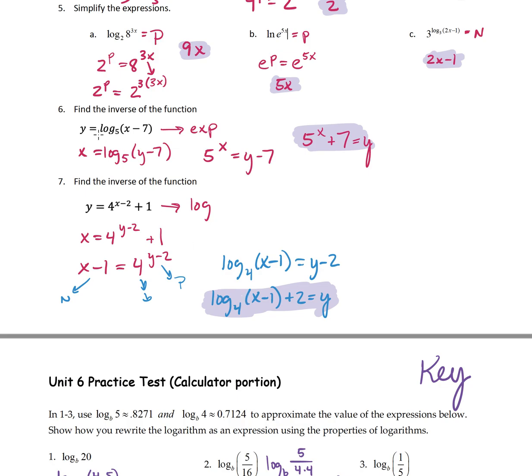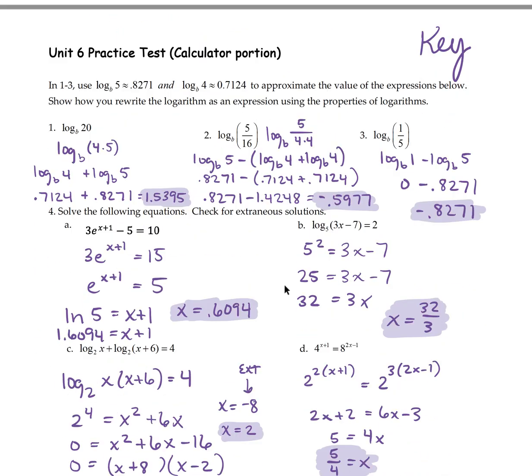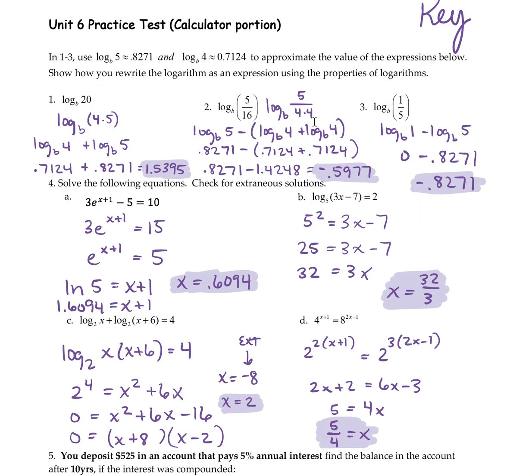Here, you're clearly going to exponentiate and put both sides to the fifth. Calculator part. So this isn't really a calculator part. This is just rewriting using properties of logs. You have to know 5 and 4, so you can split up 20 to make it 5 times 4, which is the addition of logarithms. This is 5 log 5 minus log 16, but then log 16 is really log 4 plus log 4. So you can split that up. This is log 1 minus log 5. Log 1 is 0, and then log 5 is given.